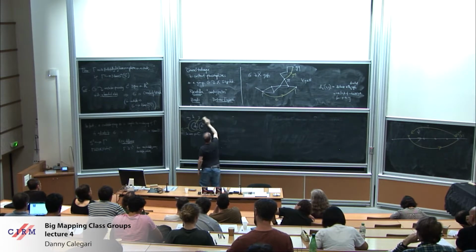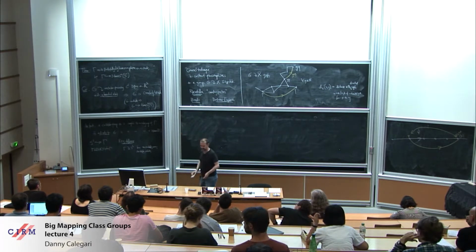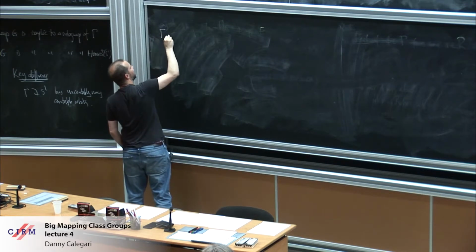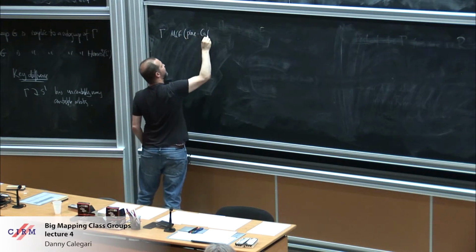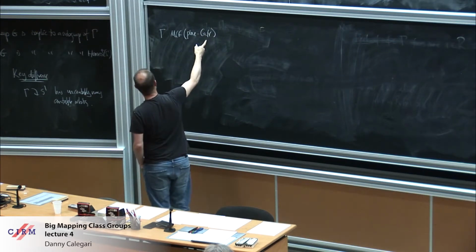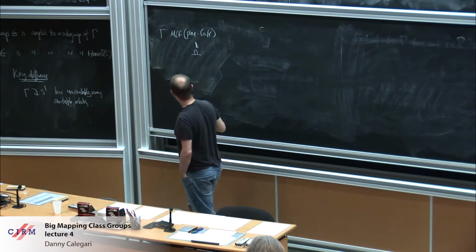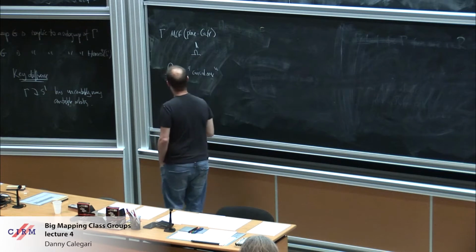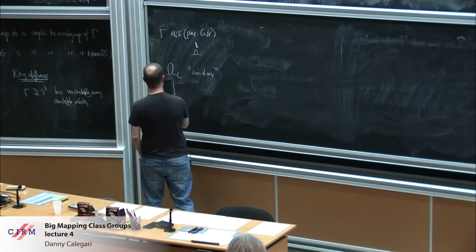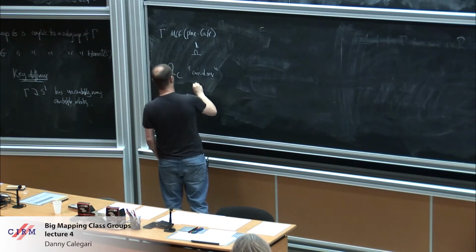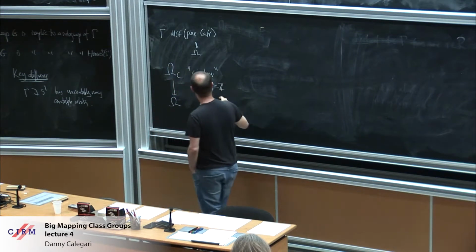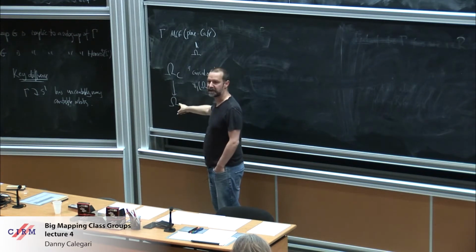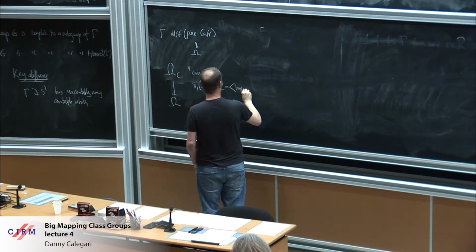So there's a few different ways to get it to act on the circle. This one is sort of the cleanest from the point of view of the relation to the ray graph. So we have gamma, the mapping class group of the plane minus a Cantor set. The plane minus a Cantor set, I'm going to call this space omega. So there's a nice covering space. This is called the conical cover, a covering space of the plane minus a Cantor set associated to the subgroup whose fundamental group is just Z, generated by the loop around infinity. Okay, so Z generated by the loop around infinity.